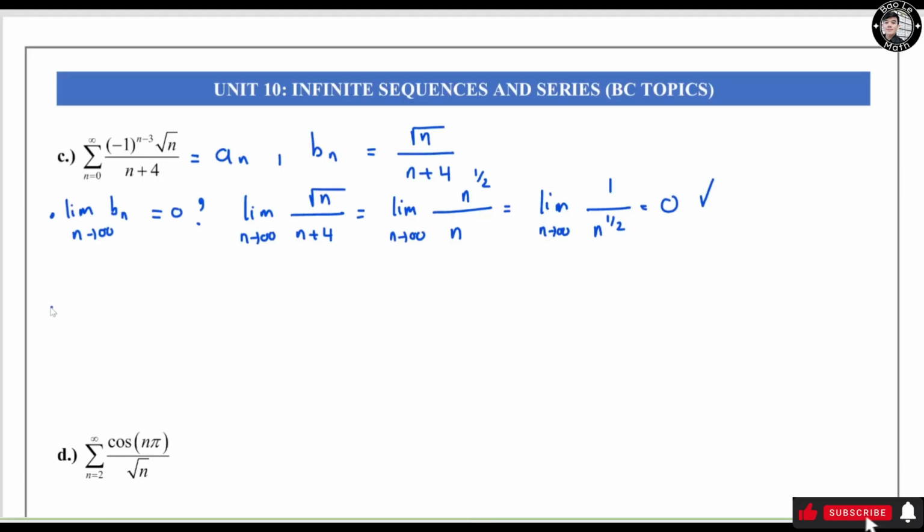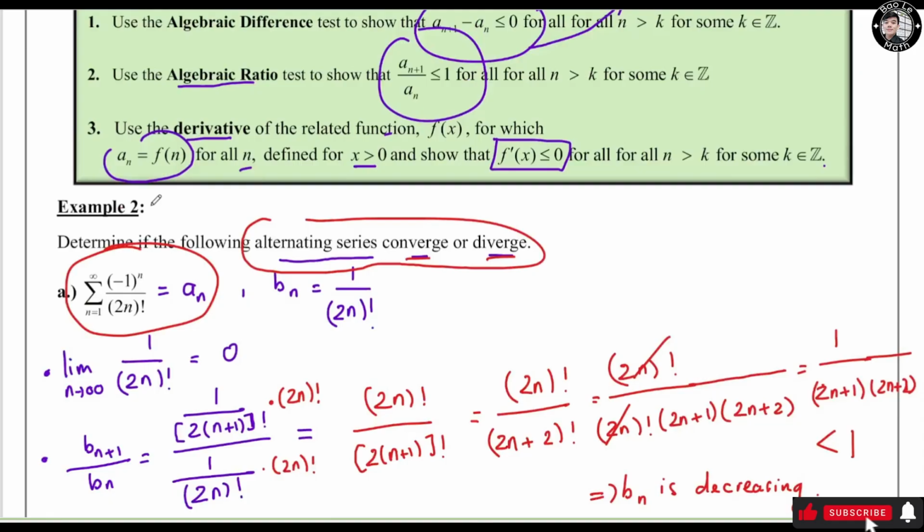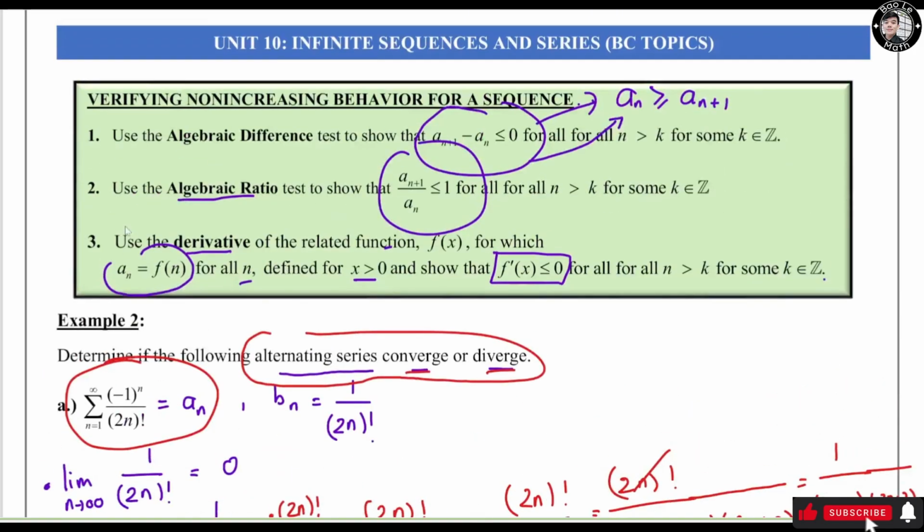Now the second one, I'm going to let f of x equal the square root of x over x plus 4. I'm going to use the third one right here to verify if the function is decreasing.